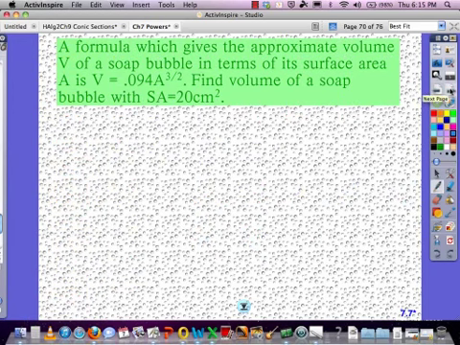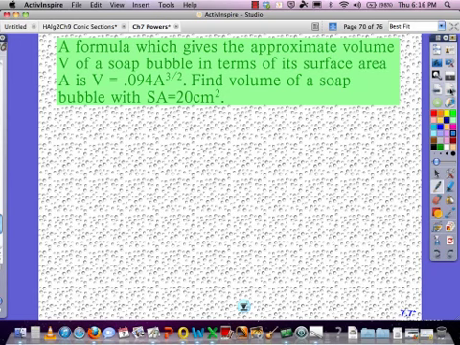If we go to real life story problems, then look carefully. This one says a formula which gives the approximate volume V of a soap bubble in terms of its surface area, A, is V equals 0.094 A to the power of 3 halves. So you are seeing that rational exponent used right here in approximating the volume of soap bubbles. Now, when are you going to do that? Who knows what you're going to be doing?